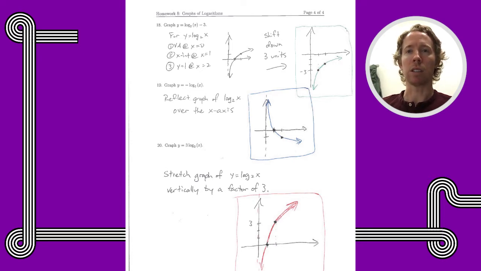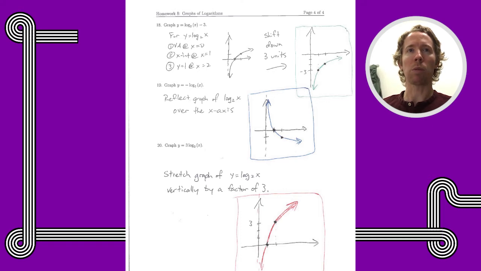You get the x-intercept when that stuff equals 1, and the stuff in parentheses is just x, so that's at x equals 1. You get y equals 1 when the stuff in parentheses is equal to the base 2, and that's just x equals 2. So that's a really simple one to graph. You plot the 2 points that you have, plot the vertical asymptote, connect the curve, and then to get the graph of log base 2 of x minus 3, just push it down 3.